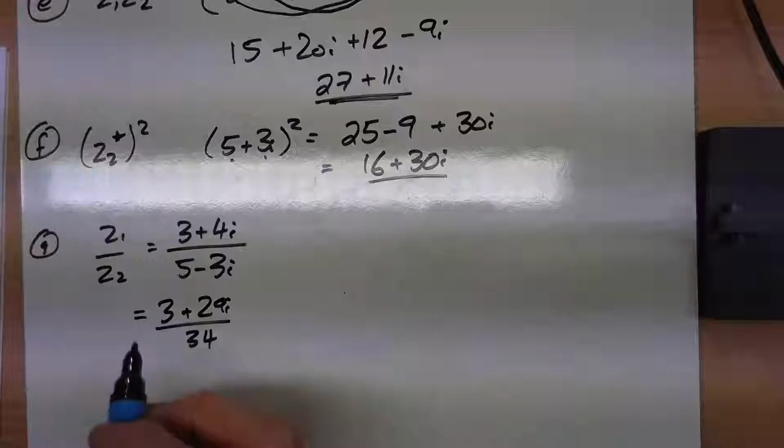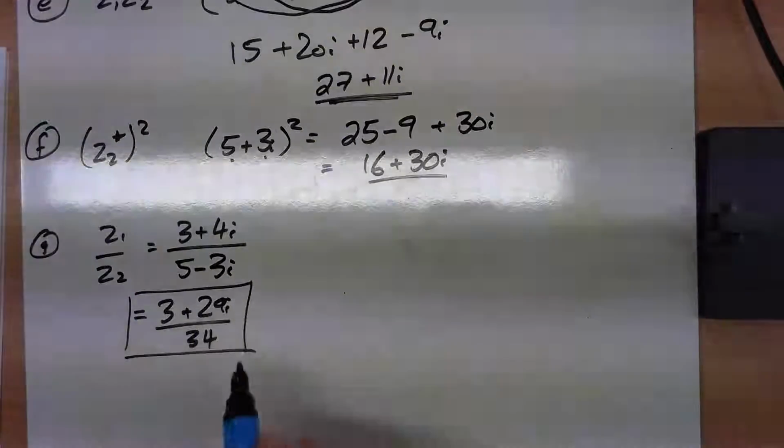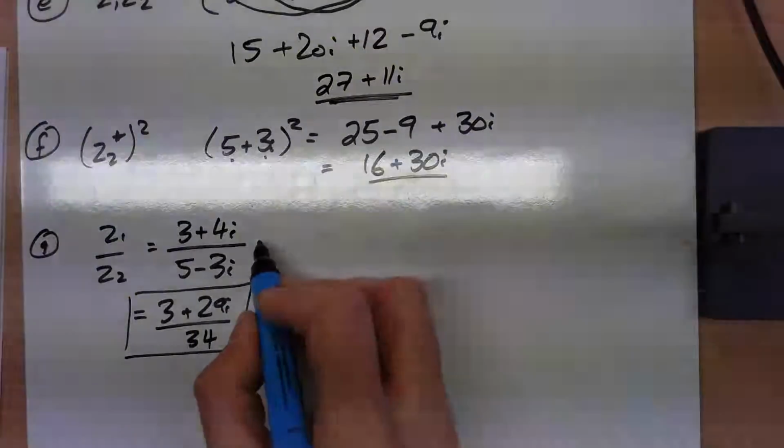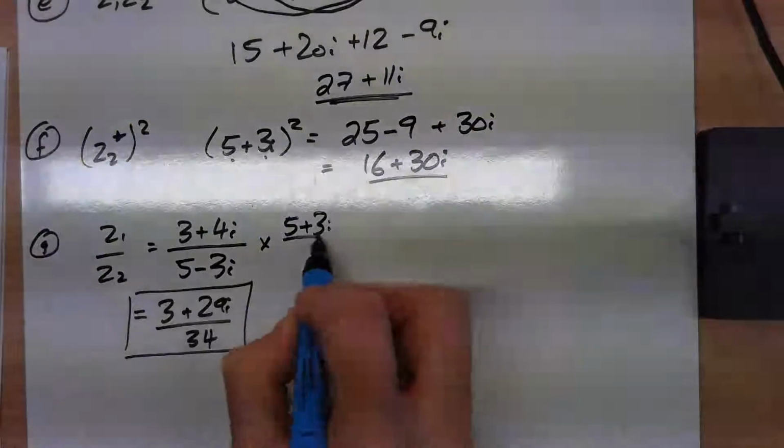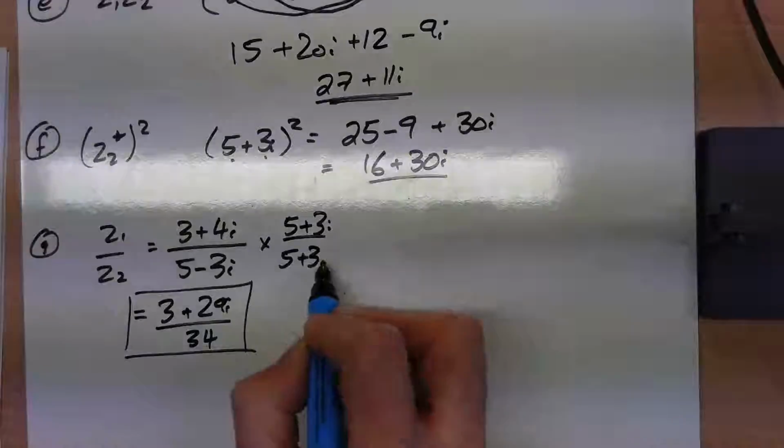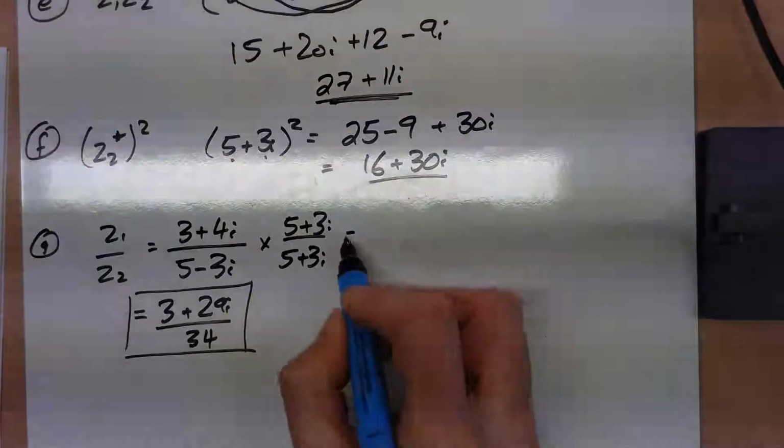So I encourage you to use the calculator at times, but it might be a show that. And so how do you do this show that? Well, what you do is you times by the conjugate of it. You times by the complex conjugate. That's why it's been so useful here.